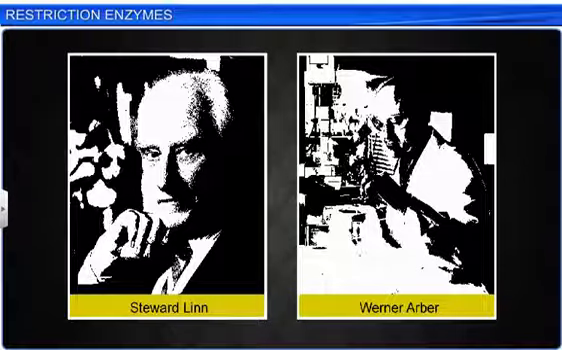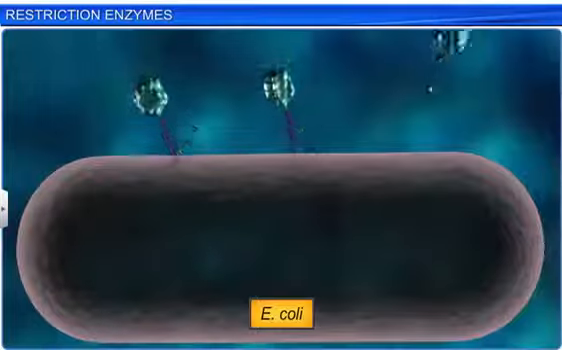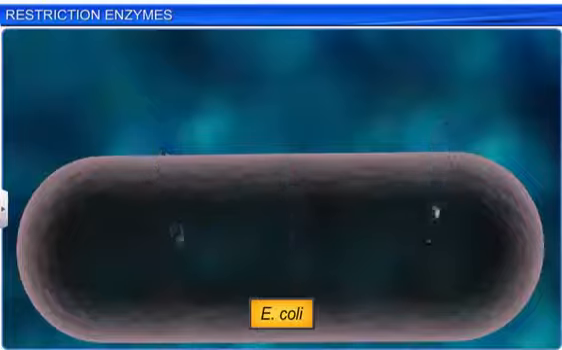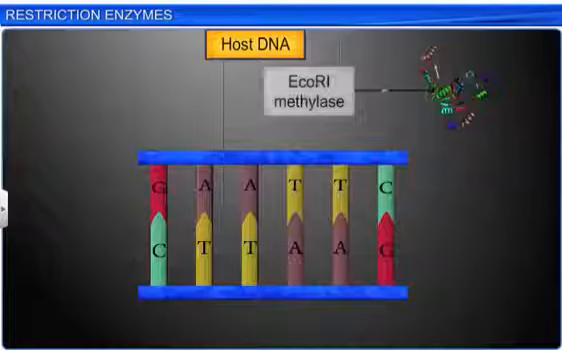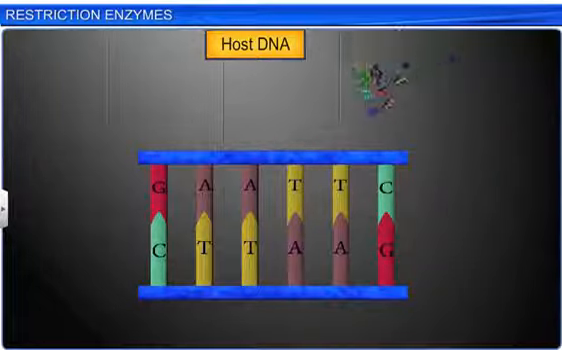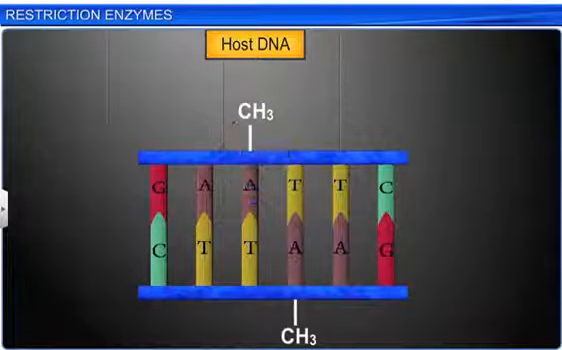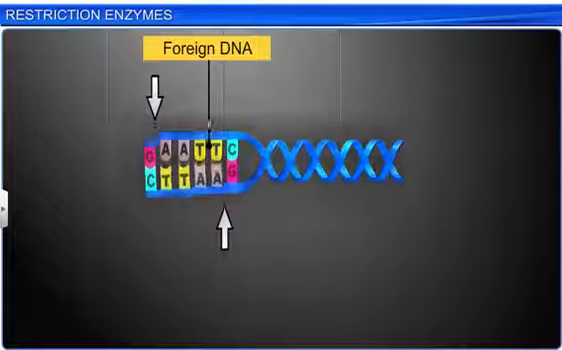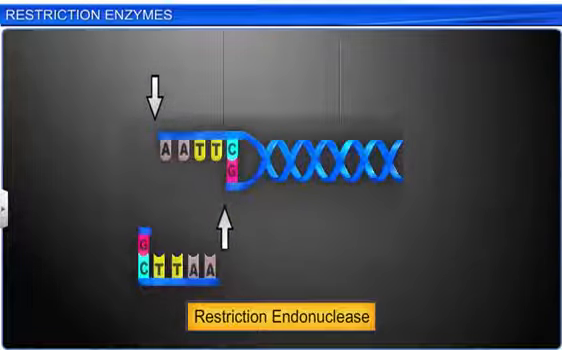Let's study how restriction endonuclease was discovered. In 1963, scientists Stuart Linn and Werner Arber were successful in isolating the enzymes responsible for restricting the growth of bacteriophage in E. coli. One of these enzymes methylated the host DNA, while the other cut the foreign DNA. The second enzyme was called restriction endonuclease.